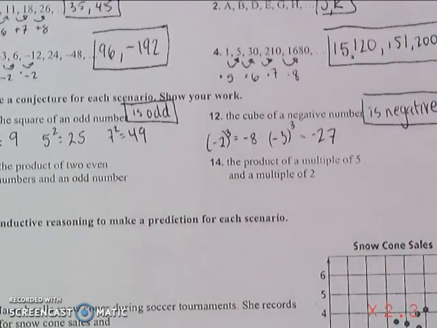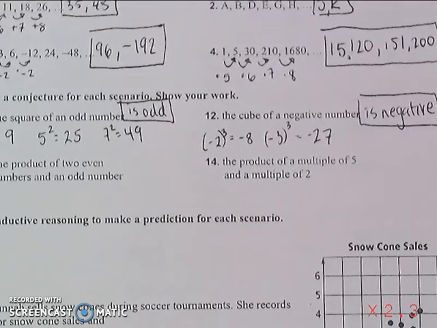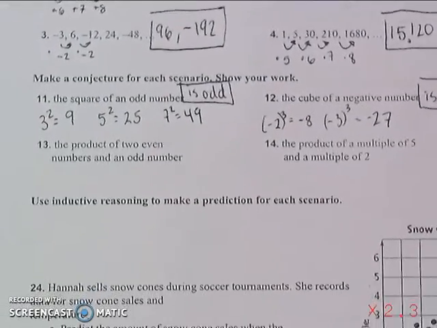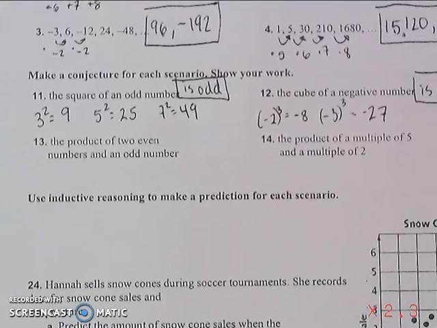Again, to make a conjecture, we're just looking at the question, we're doing it, and seeing what shows up, what frequently happens, and that's how we come up with our conjecture. It's basically our conclusion. 13, the product of two even numbers and an odd number. Okay, the product of two even numbers and an odd number.